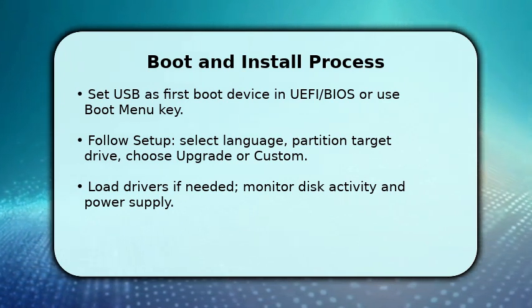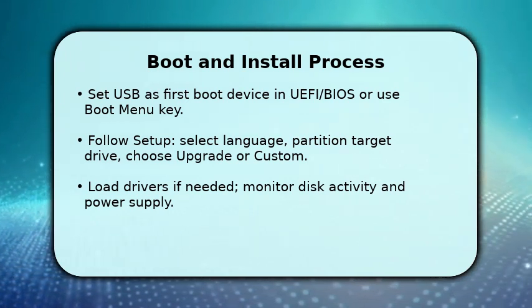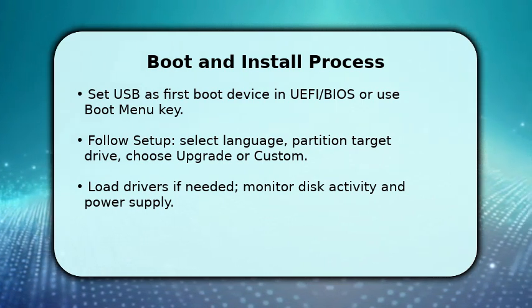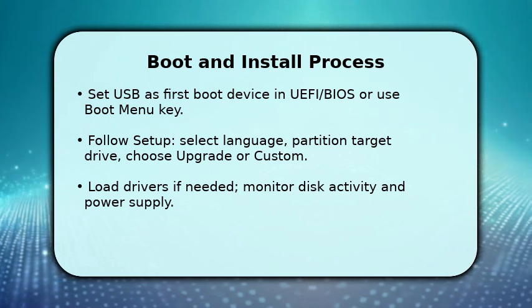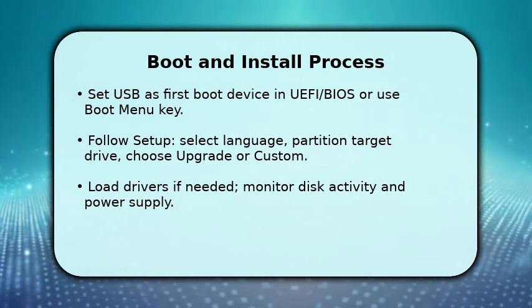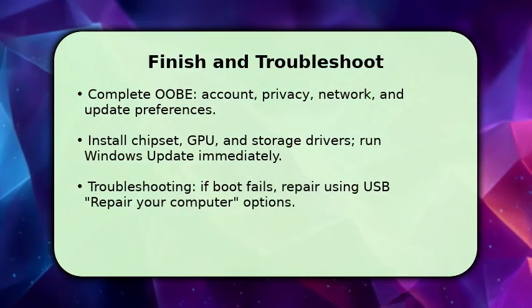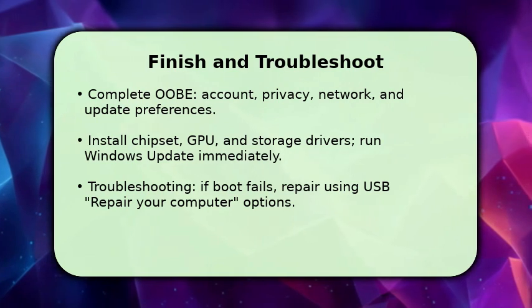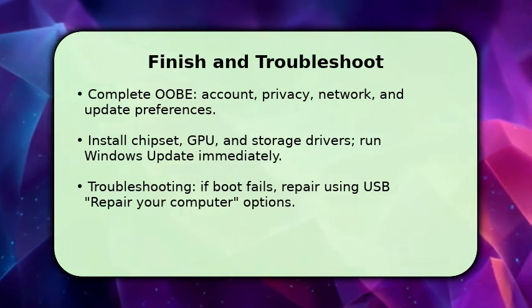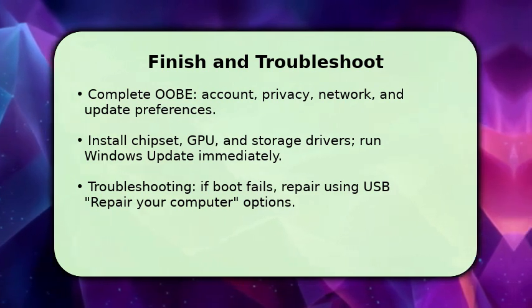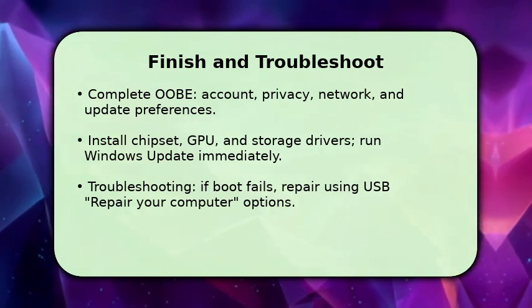While installation proceeds, keep power connected and avoid interrupting the copying and expanding phases to prevent corruption. After setup finishes, go through OOBE. Create or sign into your account, set privacy choices, and connect to the network so Windows Update can download drivers and patches. Install vendor chipset and graphics drivers manually for stability, then run Windows Update until no critical updates remain.